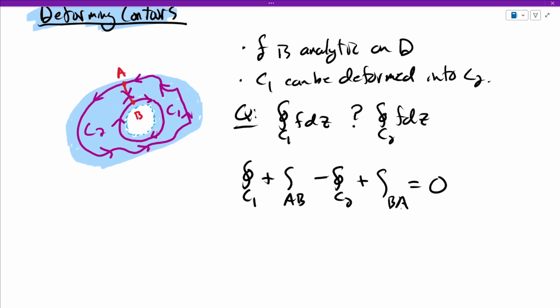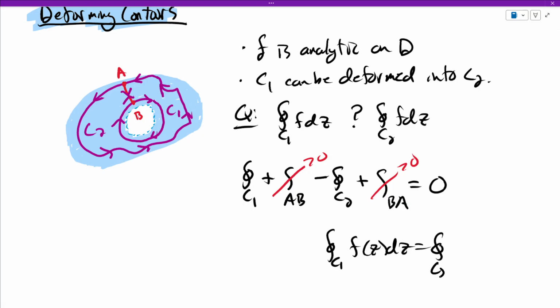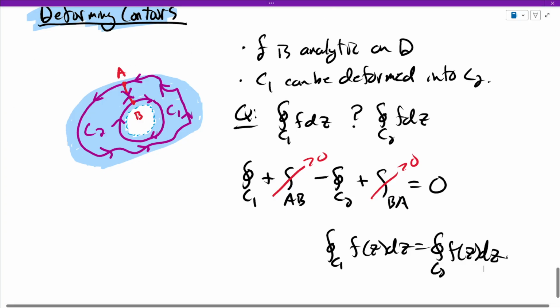But the integral from B to A is just the negative of the integral from A to B. So these pieces actually cancel with each other. And what we get is the integral over C1 of f is equal to the integral over C2 of f. And this is called deformation of contours, or the principle of deformation of contours, however you want to say it.